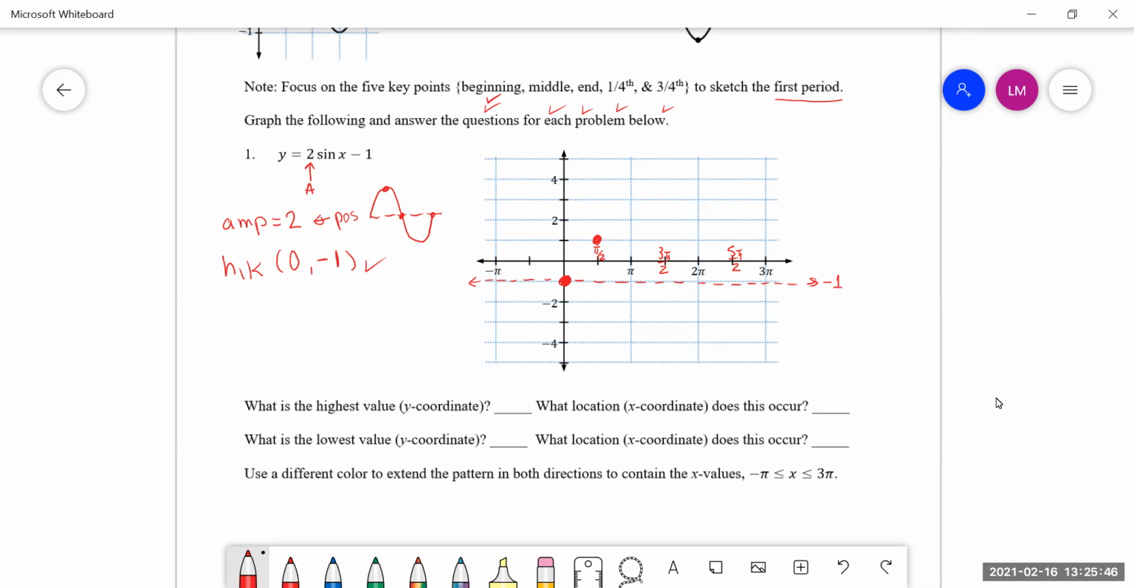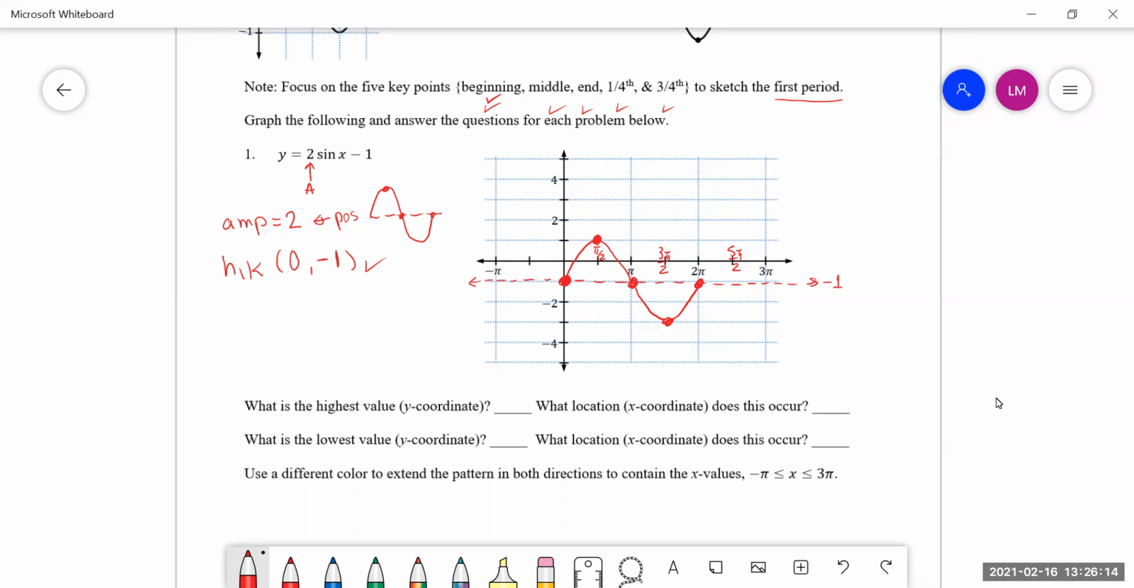Then I come back to the line of equilibrium because that's the shape. Remember, that was quadrant 1, quadrant 2. Then at 3 halves, I'm going to go down the amplitude of 2. And then at 2 pi, I'll come back to the line of equilibrium. Remember, this was quadrant 3 and this was quadrant 4. So there is our graph. Okay, so we have 1, 2, 3, 4, 5 key points.